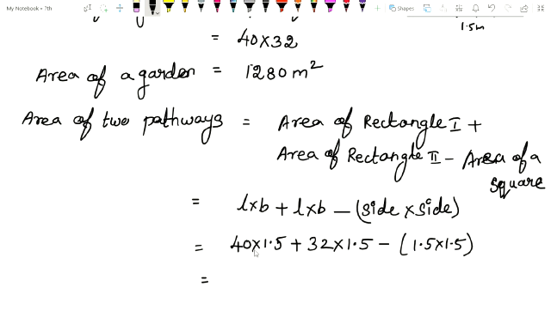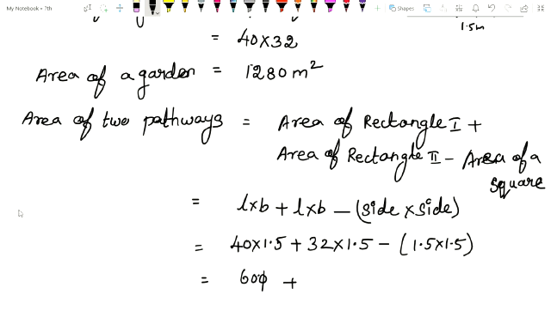40 into 1.5. 4 5s are 20, so 0 remaining 2. 4 1s are 4, 4 plus 2, 6. So write again: what you are getting? 600. Here one decimal is there, you just keep it here. The 0 will be eliminated. So, 60. Plus 32 into 1.5.